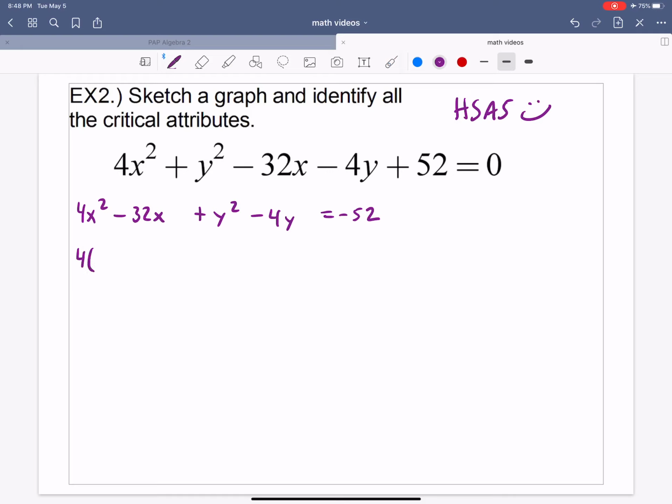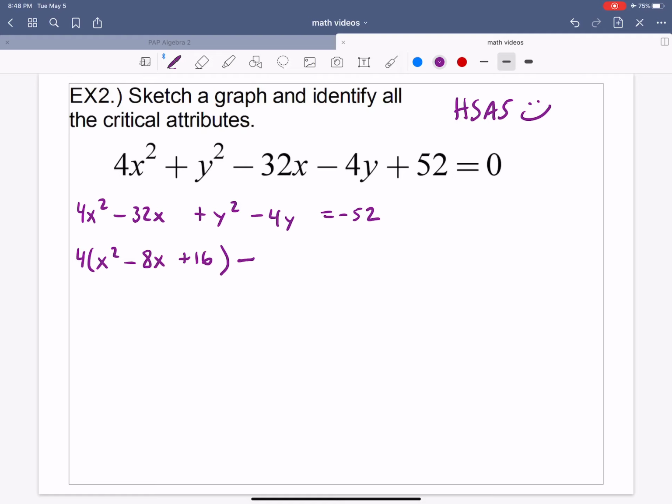So factor out the 4, so we get x squared minus 32 divided by 4 is 8x. Now, leave yourself a space because we're going to complete the square. So, half, square, add, subtract. Half the middle number, which is 4, square it, which is 16, add 16 to create your perfect square trinomial, and then subtract.